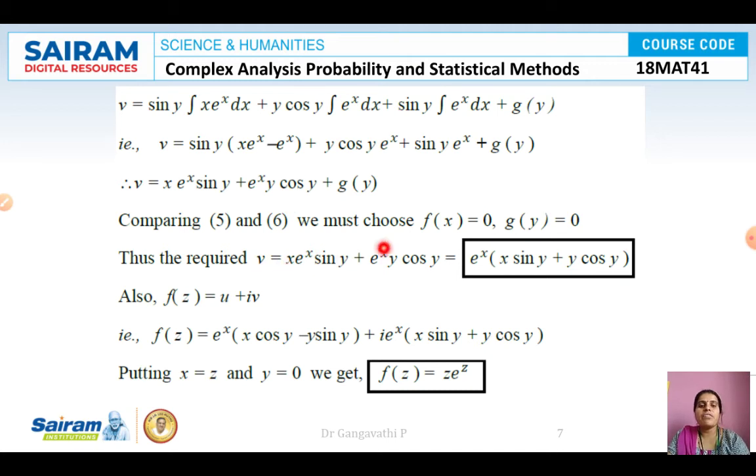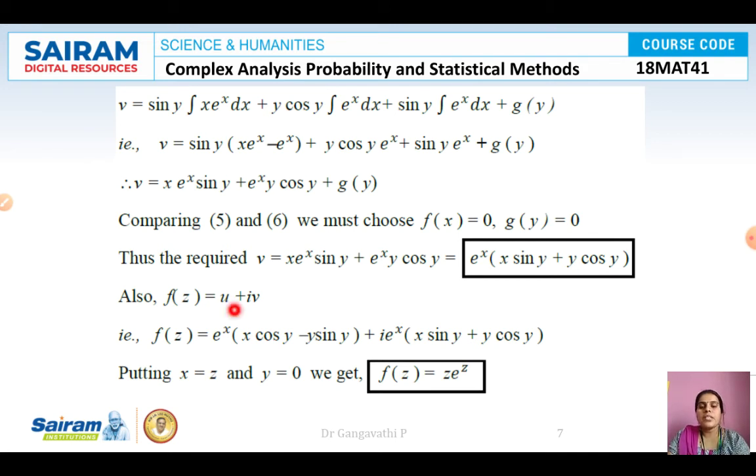Compare equation 5 and 6 and obtain, we see that there are no terms which have only x and there are no terms which have only y. Therefore both f of x and g of y become 0, and this is the expansion we get, and this is e power x sin y plus y cos y is our v.